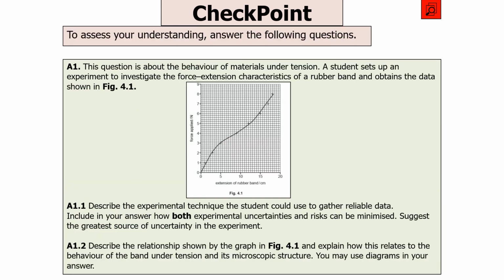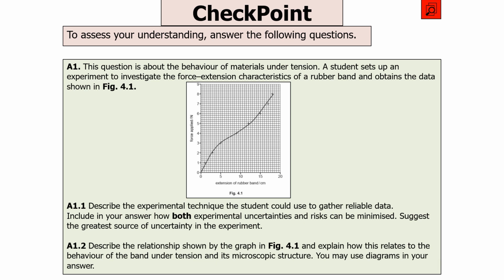The next question says, this question is about the behaviour of materials under tension. A student sets up an experiment to investigate the force extension characteristics of a rubber band and obtains the data as shown. Describe the experimental technique that the student could use to gather reliable data, including how experimental uncertainties and risks can be minimised.